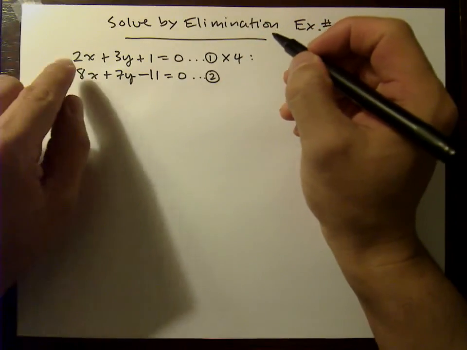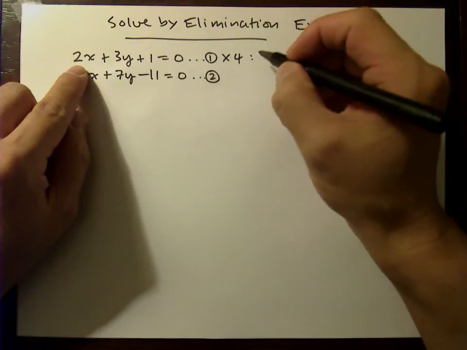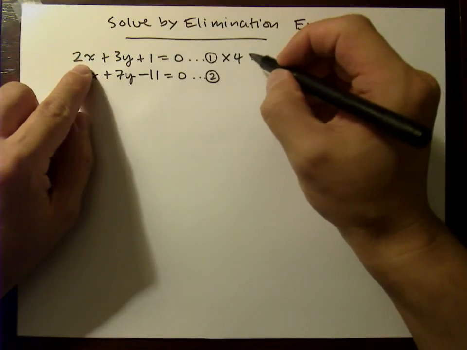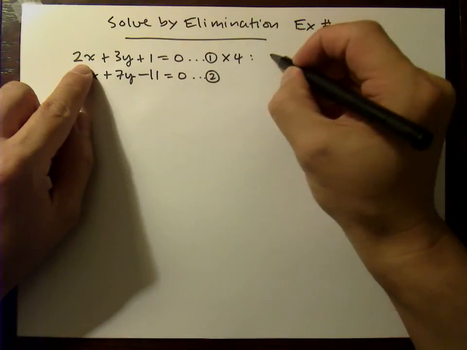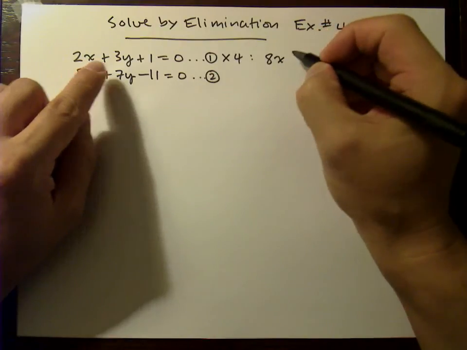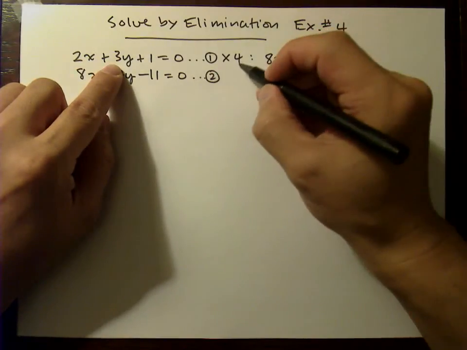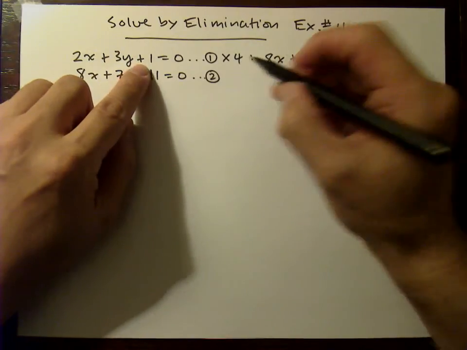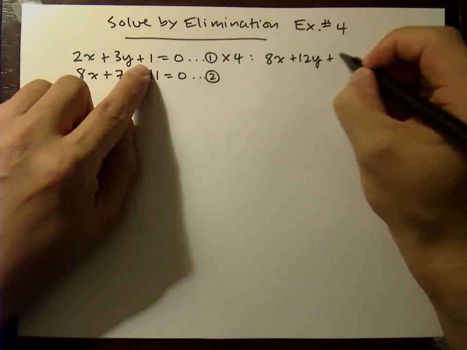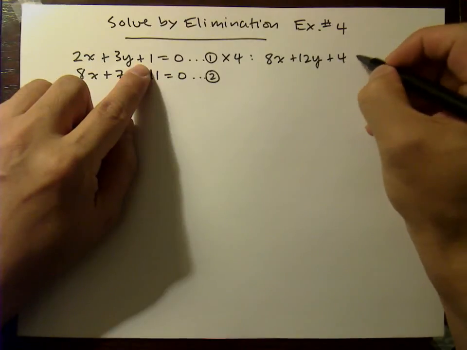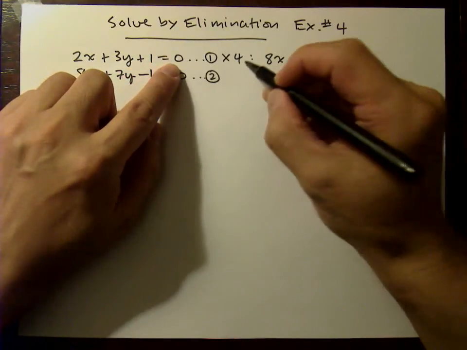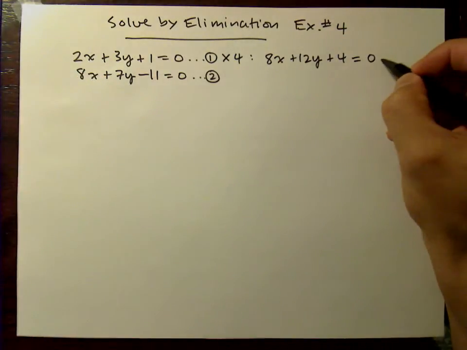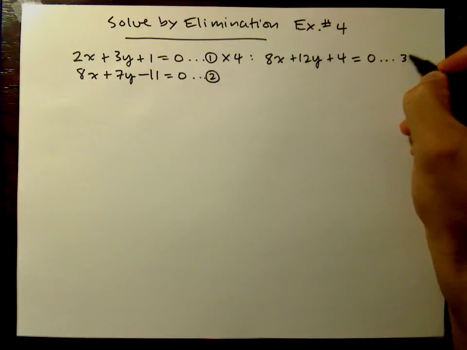Now if we multiply the entire equation by 4, we need to multiply each term by 4. So 2x times 4 gives us 8x, plus 3y times 4 gives us plus 12y, plus 1 times 4 is plus 4, equals 0 times 4, which is 0. This is a new equation, so let's label it as equation 3.